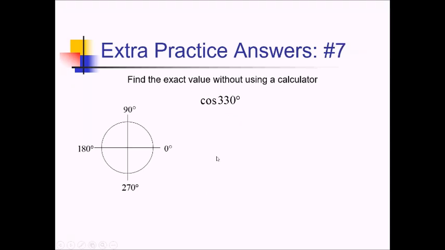For this problem, we're trying to find cosine of 330. Now 330 is down here in quadrant 4. The reference angle, we are 30 degrees away from the 360 line, the x-axis, and cosine x values are positive to the right of the y-axis. So that means we can write this as positive cosine of 30 degrees, which is one of our special values. That's radical 3 over 2.